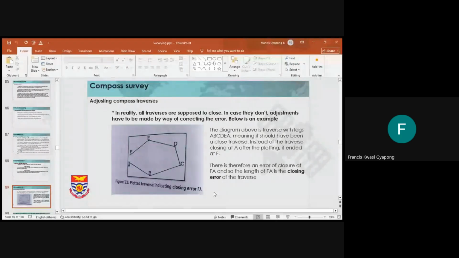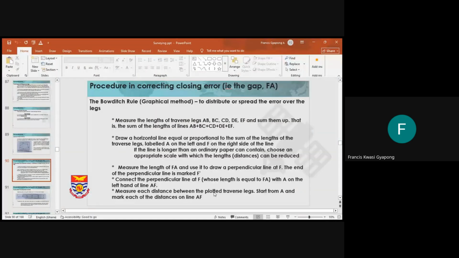When there's an error of closure, you have to adjust the traverse. That's why the heading is adjusting compass traverses. You understand? Now, if you look at what we have here, this is the procedure that is used in adjusting your traverse.